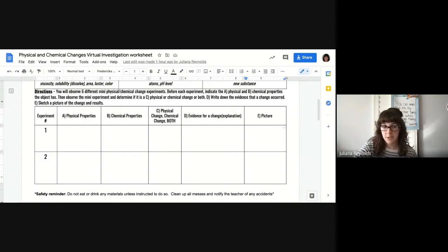I'm not seeing anyone asking any questions, so we're going to go ahead and start with our first experiment. Our first experiment is Coca-Cola and milk. So next to number 1 inside that box, you can go ahead and write Coca-Cola and milk. Or if you want to call it Coke and milk, that's okay too.